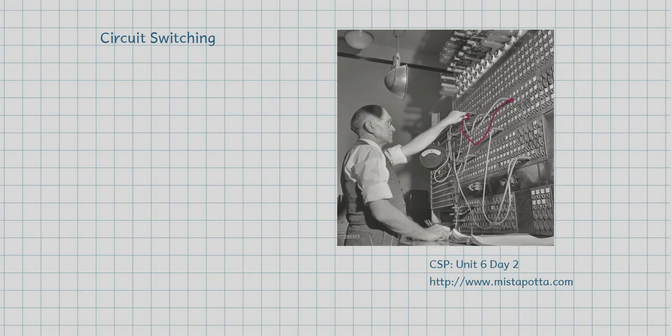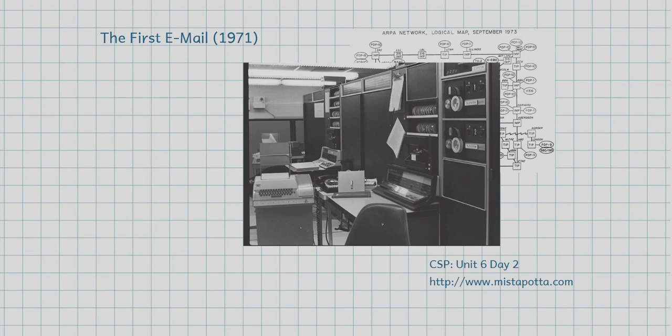And then when that circuit was done, when the communication didn't need to be over, that circuit would be released so other people can use it. And that worked fine for the old telephone systems, that worked fine for the old internet, but that started to run into some problems later on. So what I wanted to talk about today is the first email.